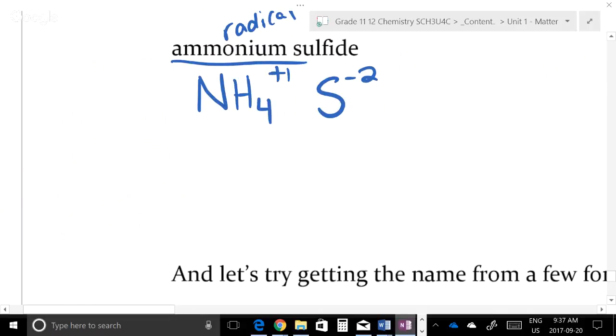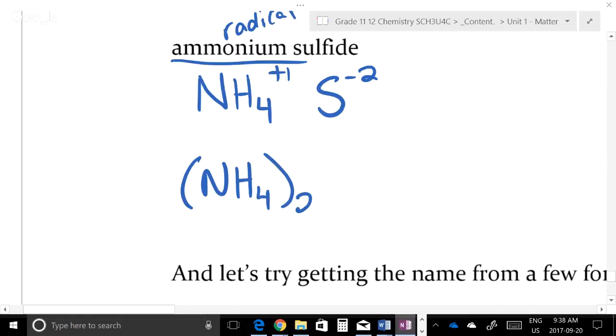And what would the formula of this be then? Bracket, NH4, bracket, 2, S. Very good. NH4 and 2 of those, and just a single S. Very good.